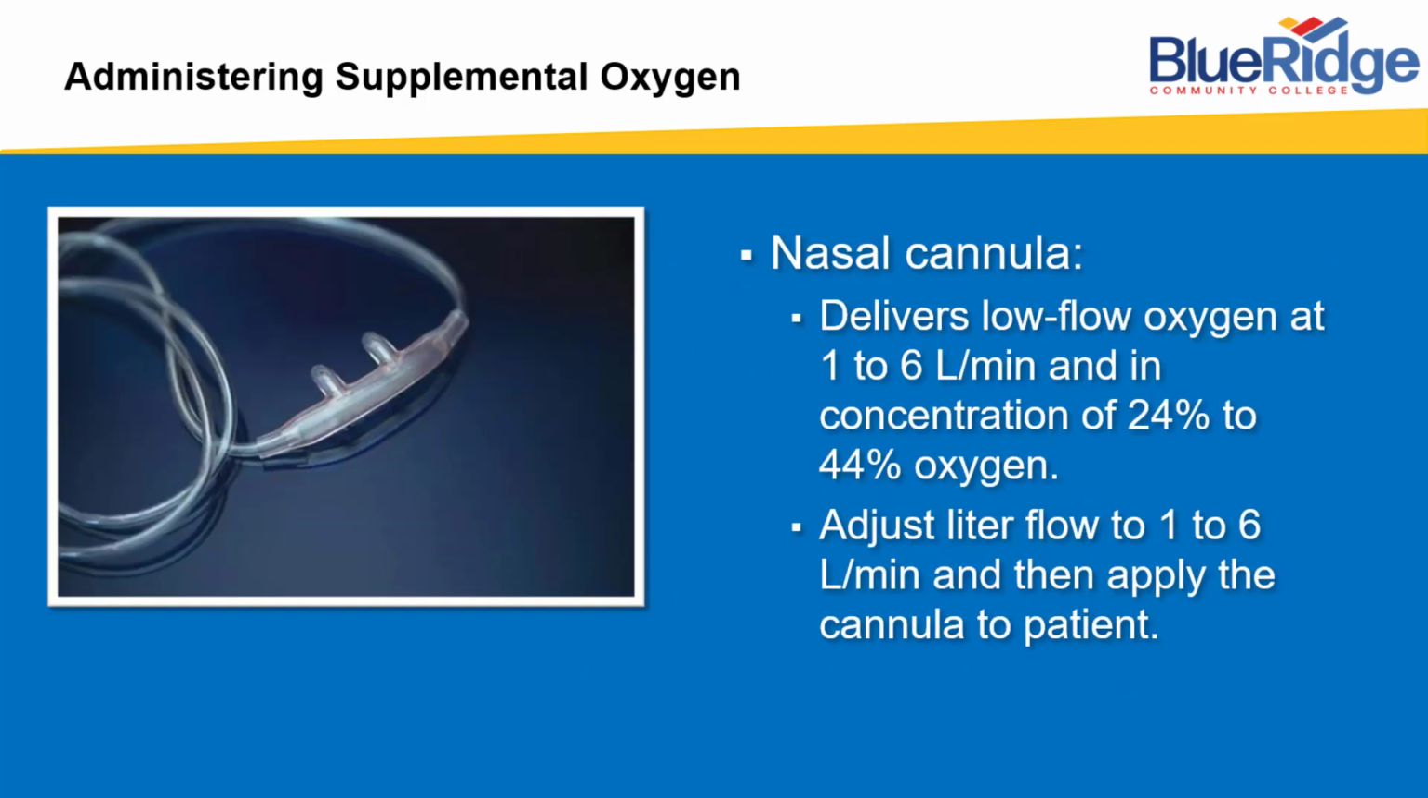oxygen on. So the nasal cannula is designed to deliver a flow rate of oxygen at 1 to 6 liters per minute. Anything higher than 6 is kind of turning your nose into a wind tunnel. The concentration is generally between 24 and 44% oxygen. So adjust your flow rate first.